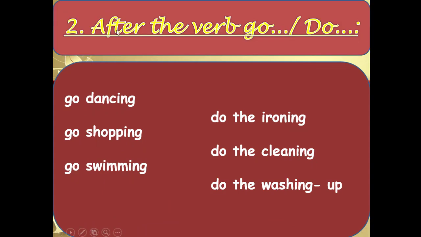Also, my dear, take care of after these verbs. Take care after these verbs, the verb go, the verb do. Go dancing. I can't say go dance or go shop. I must say go dancing, go shopping, go fishing, go swimming. So add ing to the verb after go.